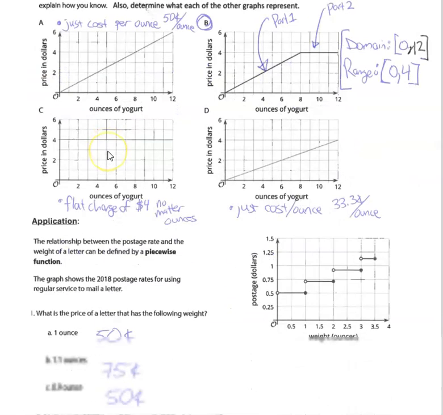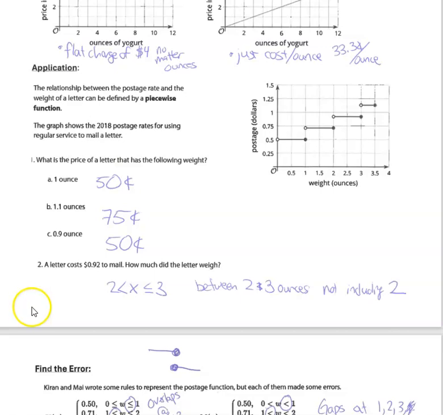Now, when we look at this one right here, we have an application. The application is talking about what a piecewise function is. A piecewise function is a relationship between postage rate and the weight of a letter. It's a piecewise function because you have different aspects of the domain, different intervals where the output is going to be different. So in this case, we also call this a stepwise function because it looks like a little step.